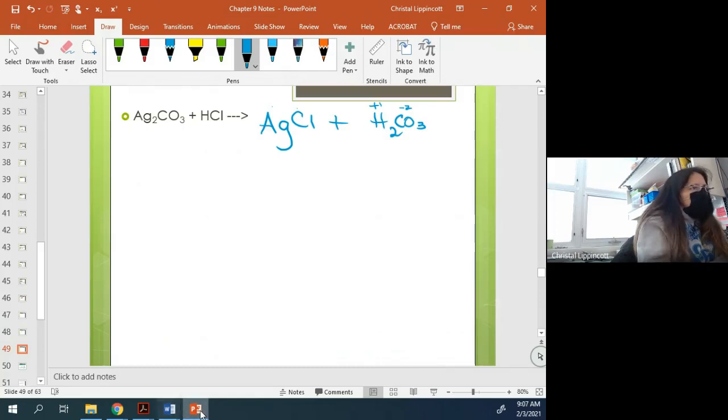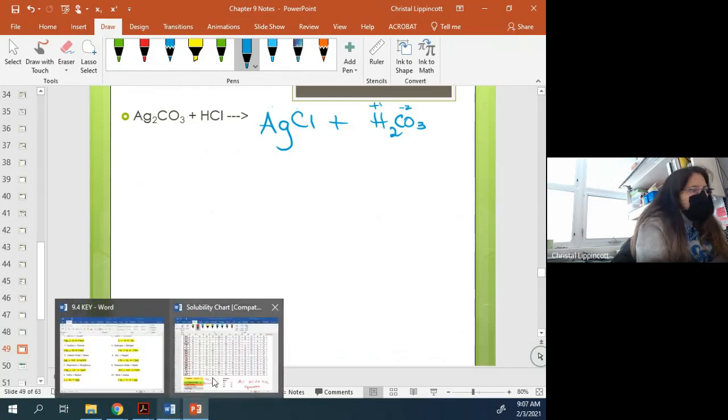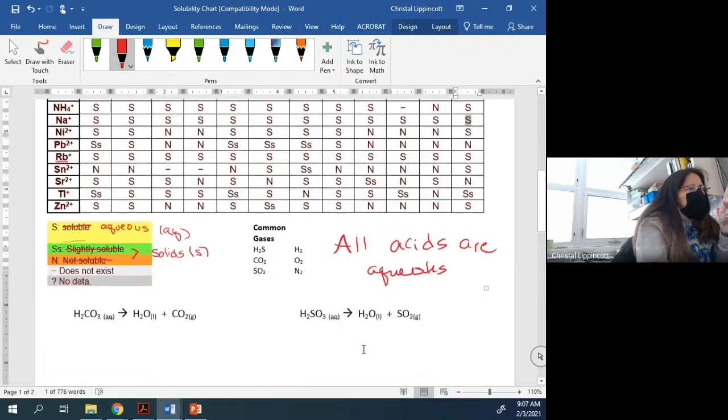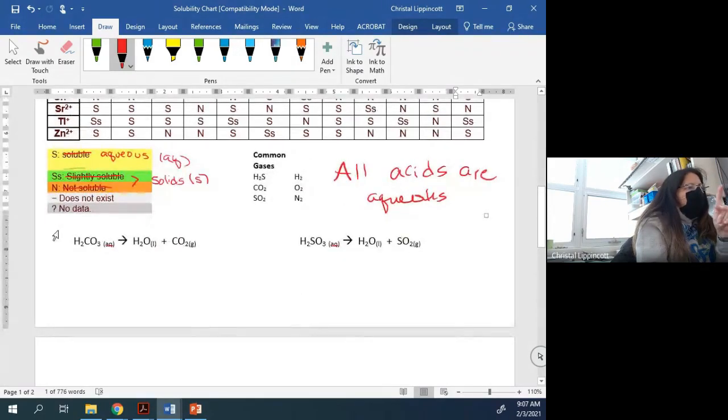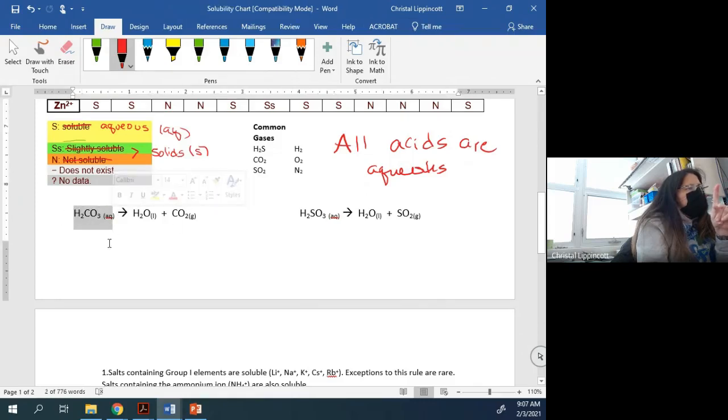So let's go over to our chart. We need to look these things up. Okay. All right. So all acids are aqueous, but this is a special acid. We have 2 special acids, and these are listed at the bottom of that solubility chart. One of the acids is this, and you can see that this is the one that's on there, okay? When this acid forms, it automatically goes through a decomposition reaction where it forms water and CO2.